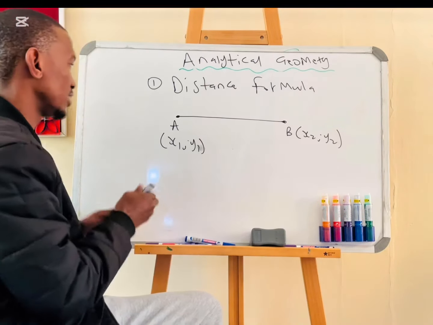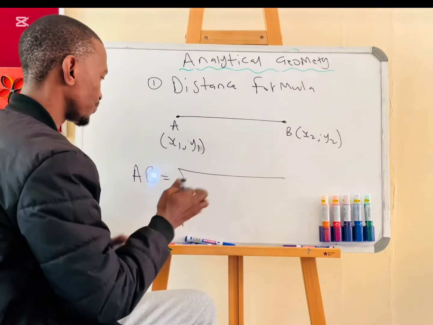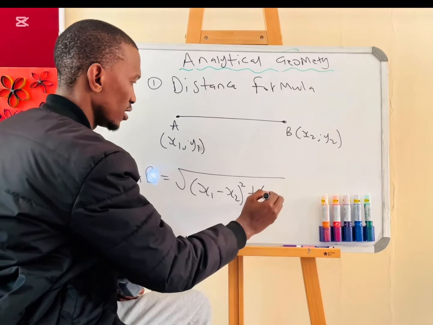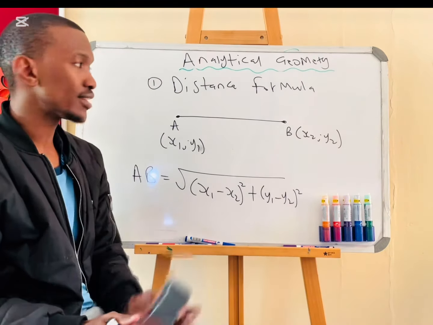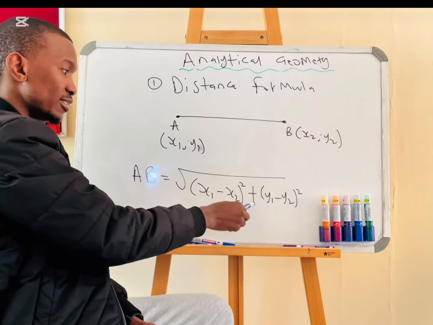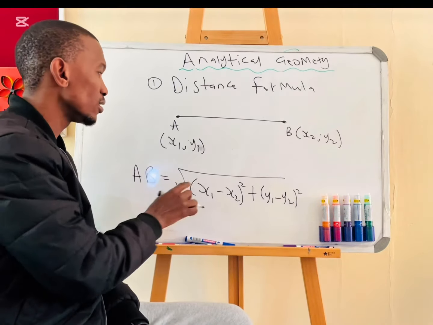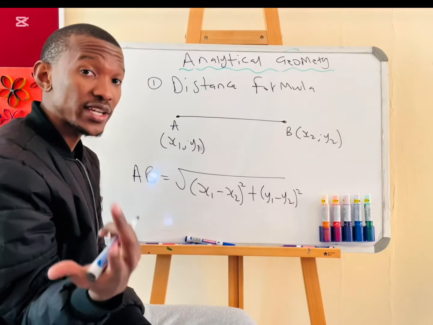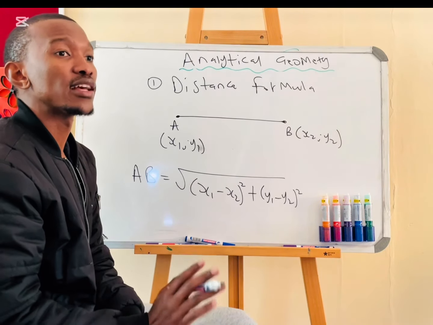Now here's the formula. The distance of AB is given by the square root of (x1 minus x2) all squared plus (y1 minus y2) all squared. This is the formula for the distance or the length of AB. So x1 minus x2 you square it, plus y1 minus y2 you square it as well. They must still be under the square root, and then you substitute the values you are given, hit your calculator, and that's going to be your answer.